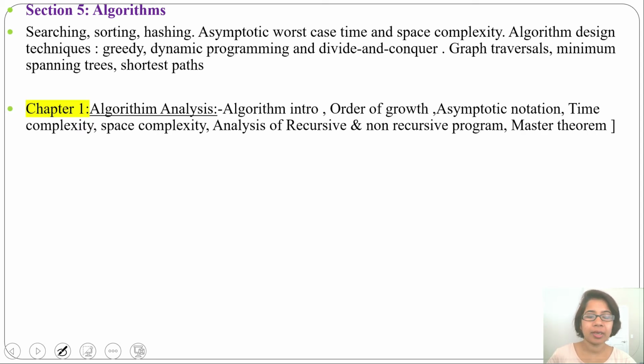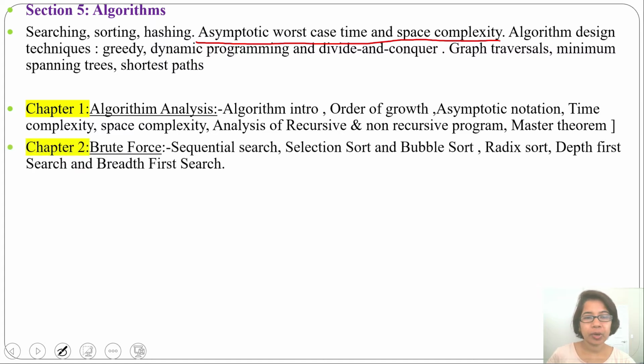In Chapter 1, I discussed algorithm analysis that comes under asymptotic worst case time and space complexity. In Chapter 2, I discussed the brute force technique. There I discussed sequential sorts that come under sorting: selection sort, bubble sort, and radix sort. And I discussed depth first search and breadth first search that come under graph traversal.